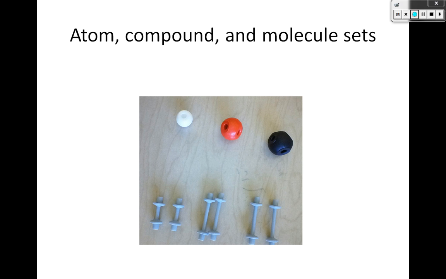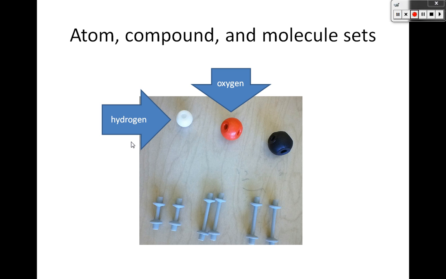Okay. So first, let's look at what we're going to use for these notes: atom, compound, molecule sets. We're going to use some of these in class as well. Here are several different pieces that I took pictures of. The red one is generally oxygen, and this is true of pretty much any molecule set out there. Red is typically oxygen, and it is a piece with two little holes on it, because oxygen can bond twice. Then the little white one is generally hydrogen, and it has one little hole on it because hydrogen can bond once.